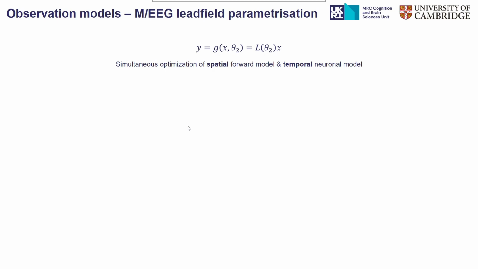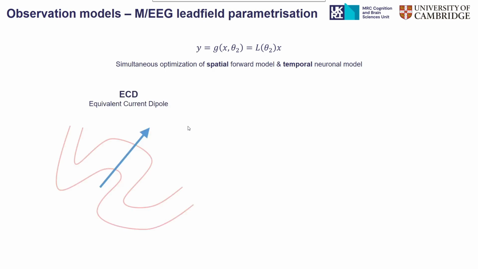The forward model, or the lead field, can be parameterized in 2 ways. The first is the ECD approach, the equivalent current dipole approach, where activity in a certain region is summarized by an equivalent dipole. This is parameterized by 3 location and 3 orientation parameters, which are optimized by DCM during fitting.